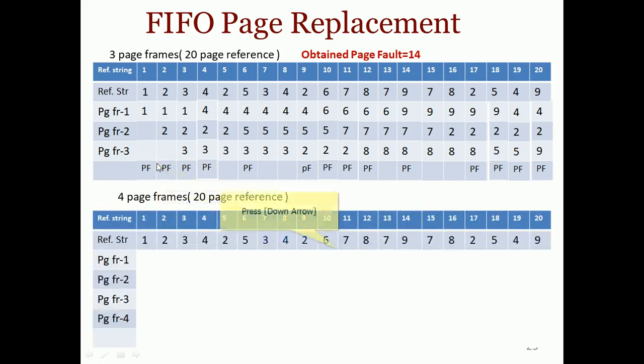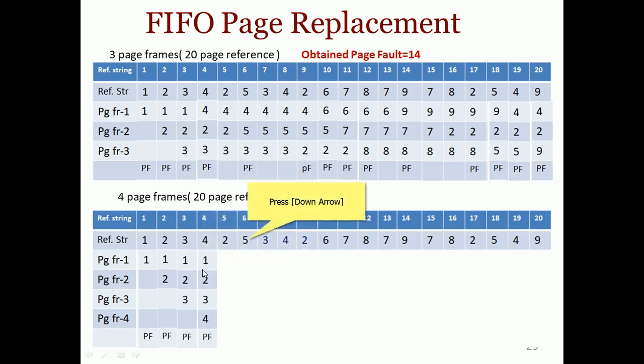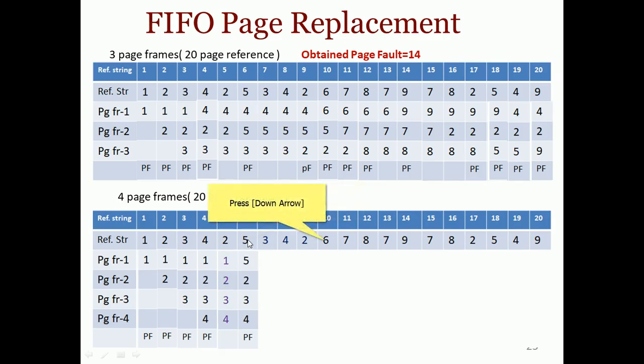In that case we have page frames 1, 2, 3, 4, and we take the same 20-page reference string. So let's consider the first page is a page fault, the second page is a page fault, the third page is a page fault, the fourth page is a page fault. Now the memory becomes full. Now the second page is demanded, and the second page is there. The fifth page is demanded, and the fifth page is not there. We bring that page and replace the oldest page, called 1. So that is a page fault. Next the third page, fourth page, second page, so these are all no page fault.